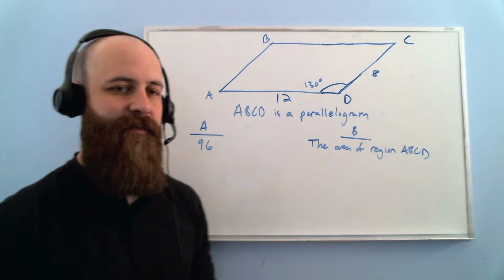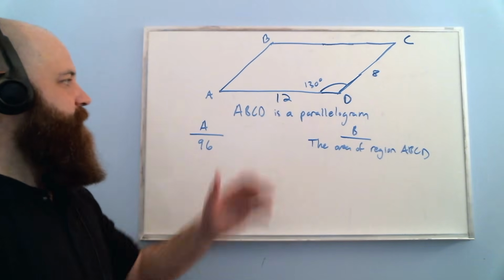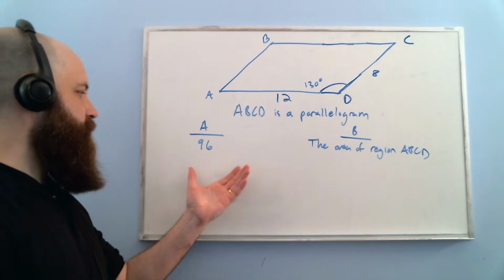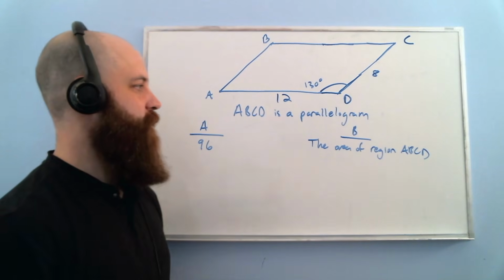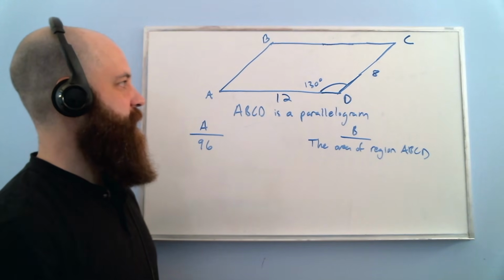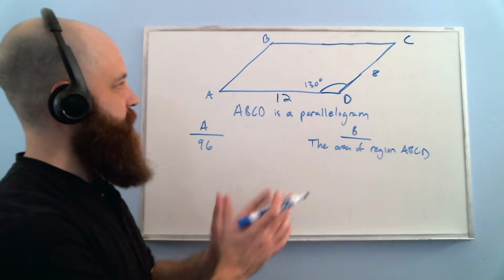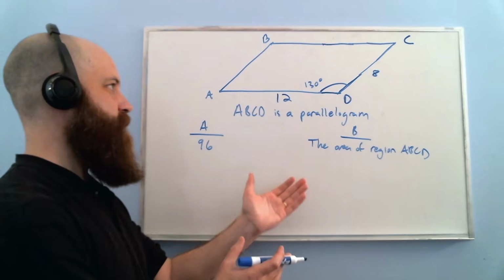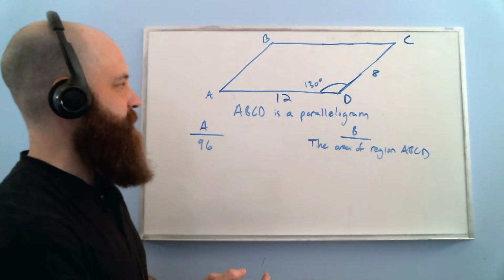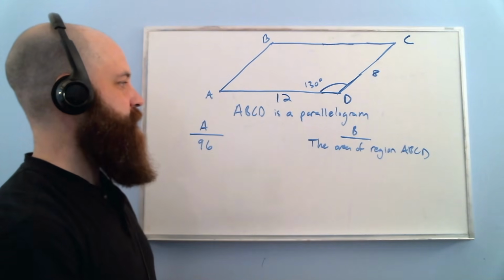Okay, quantitative comparison question here. ABCD is a parallelogram. Which is bigger, quantity A, 96, or quantity B, the area of region ABCD, in other words, the area of that parallelogram? Okay, what am I told about the parallelogram? Well, one side is 12, another side is 8, one of the angles is 130 degrees.